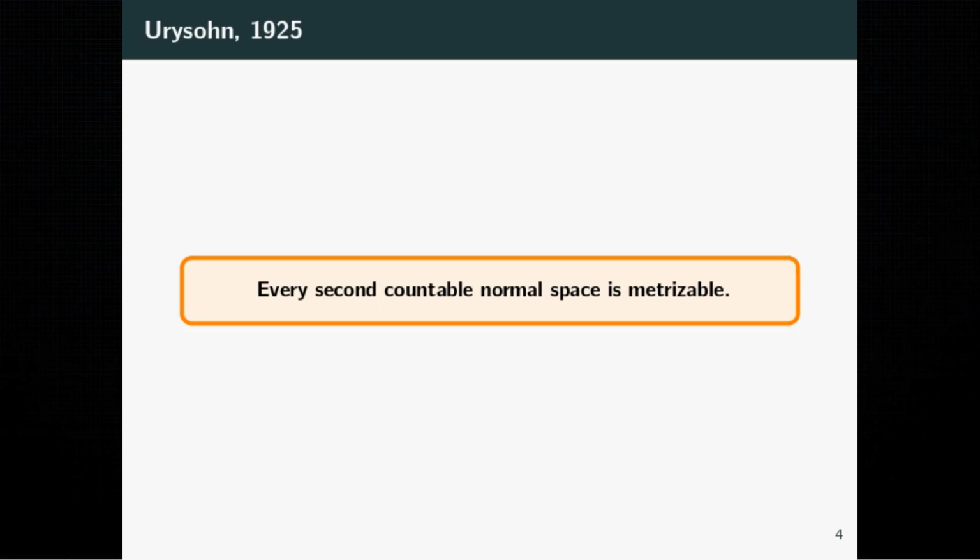So from that point, which is 1923, we go 2 years later, in 1925, with the powerful theorem of Urysohn. So Paul Urysohn stated that every second countable normal space is metrizable. So this is important to mention because the Urysohn theorem is usually explained with regular spaces and not with normal spaces. But in fact, the original theorem was stated in terms of normal spaces.